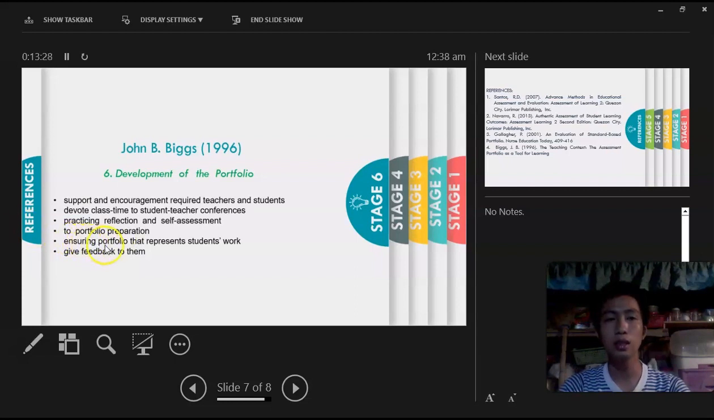The second and the last one is ensuring the portfolio represents the students' own works and accomplishments, and giving guiding feedback to them. The last one is to give feedback to them. Of course, you have to give your feedback.